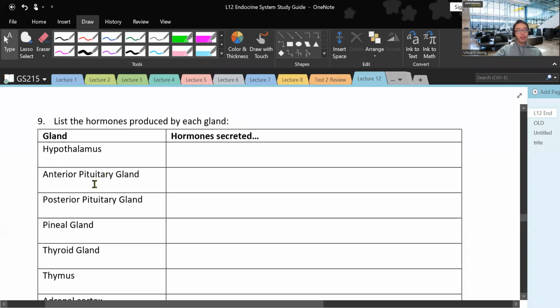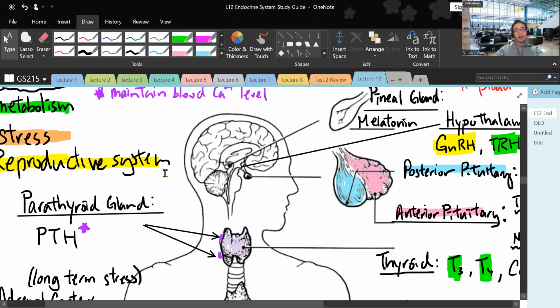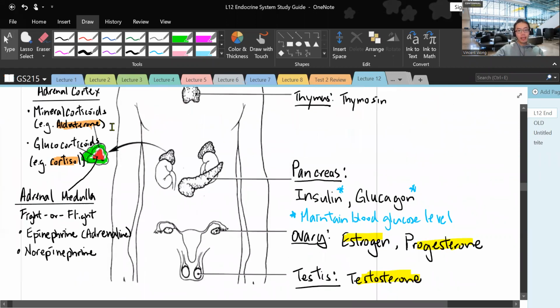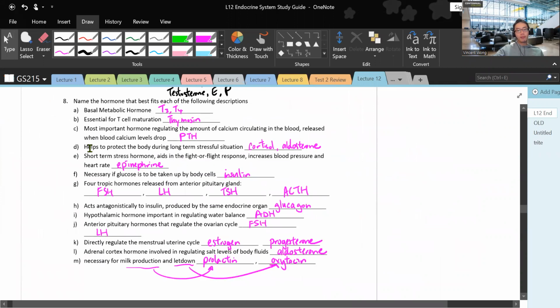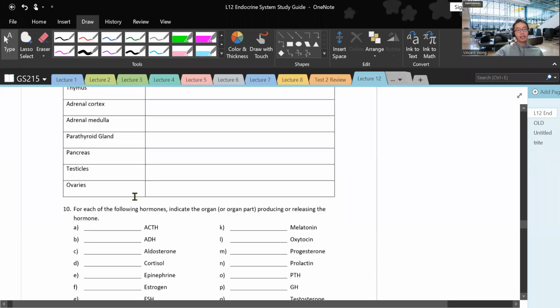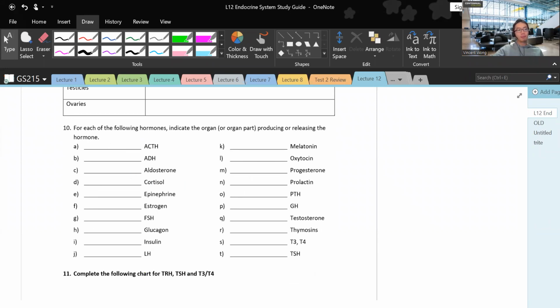List the hormones produced by each gland. I'm gonna let you do this on your own because you can just go back to this diagram, right? And figure it out yourself. There's no point of me doing it and then you copying again. It's better if you when you're studying to fill this in on your own and then just check back on the diagram to see if you got it right. Okay, and then do this one, which is backwards. This tells you the hormones, and then you have to tell me where they are released from.